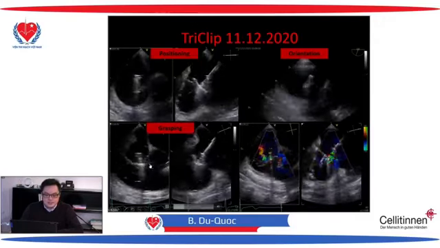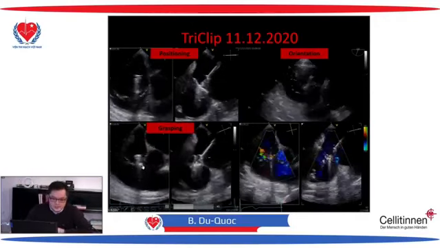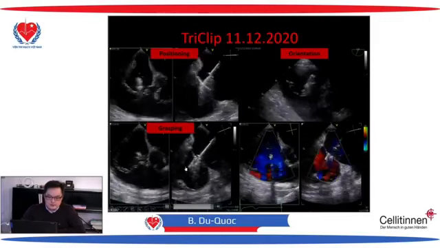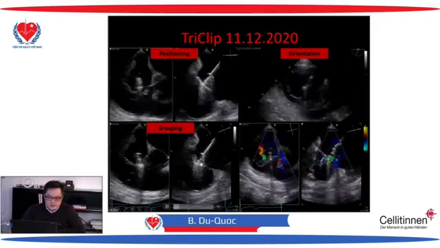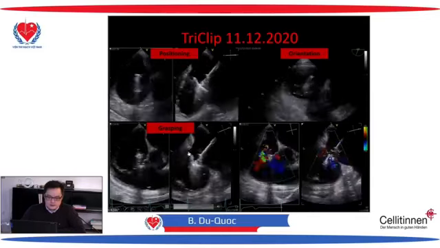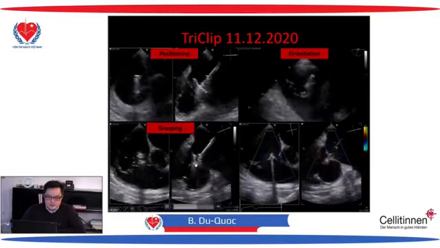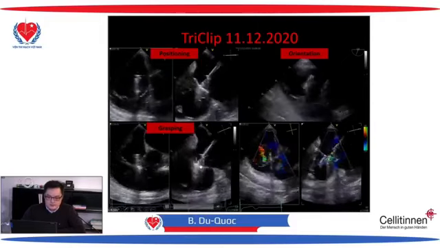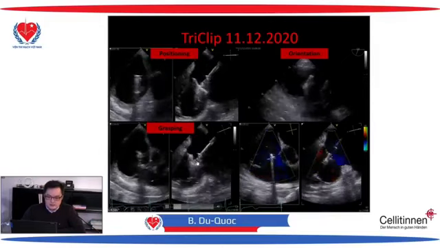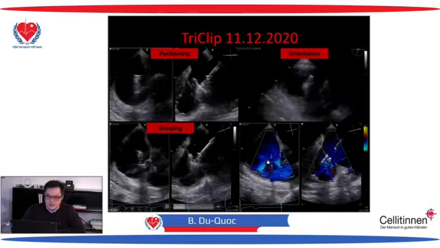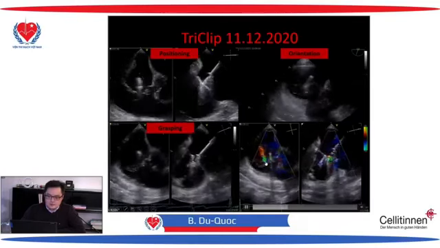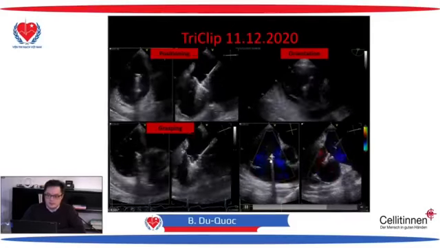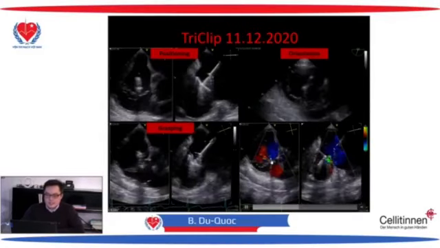Now here you see on the left lower side our grasping view with the clip maneuver in this position. The septal leaflet runs here to the clip, and here the anterior leaflet runs to the clip, and after closing the clip, we have a small residual regurgitation posterior from the clip.